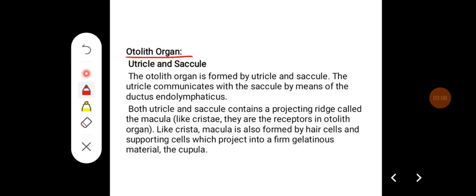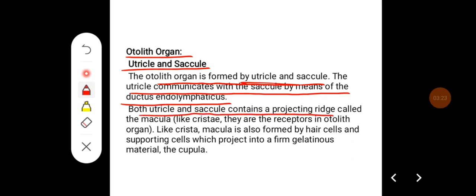Otolith organs are called utricle and saccule. The otolith organ is formed by utricle and saccule. The utricle communicates with the saccule by means of the ductus endolymphaticus. Both utricle and saccule contain a projecting ridge called the macula. It is very similar to the cristae, and they are receptors in the otolith organ.